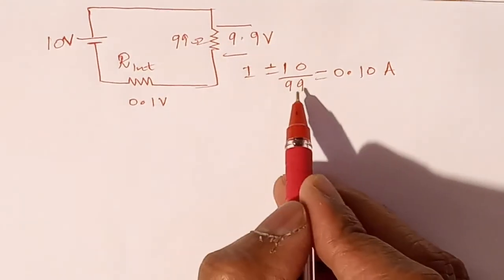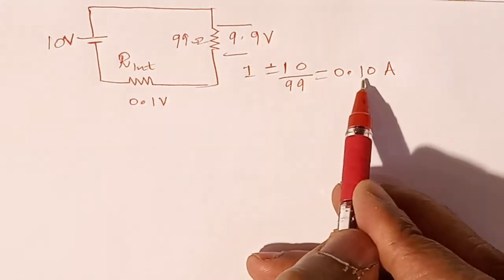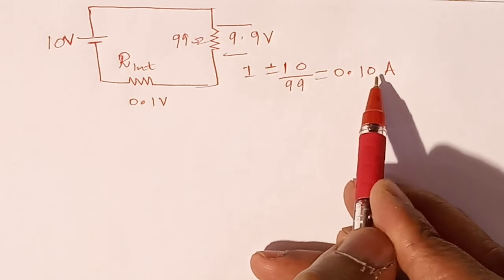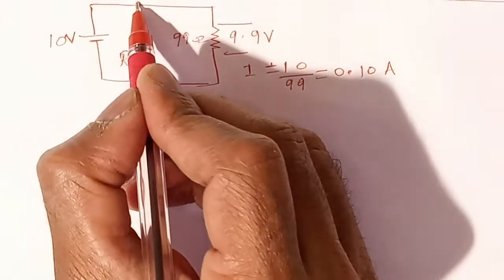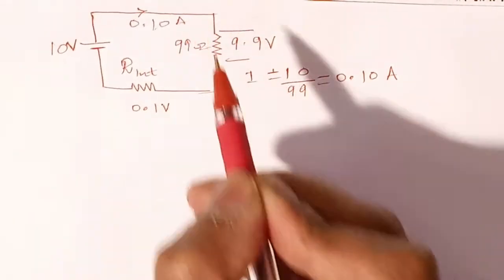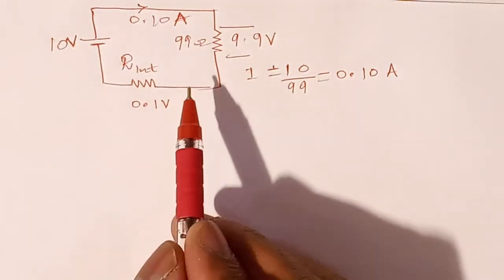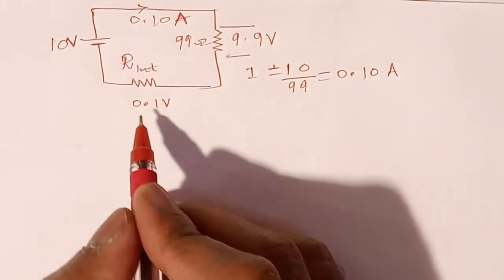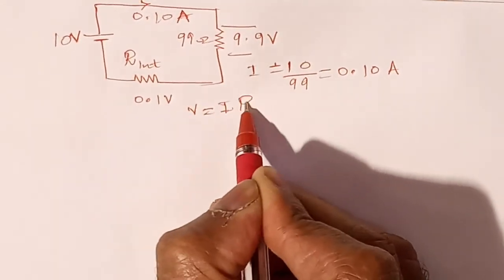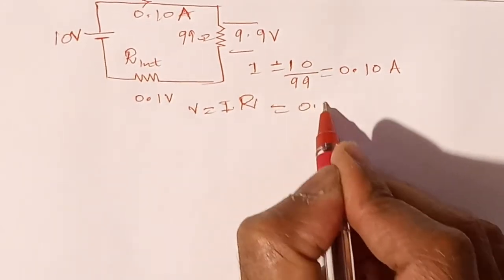So I equals 10 divided by 10 volt divided by 99 ohms, which equals 0.10 amps. So in this circuit, 0.10 amps is flowing. In a series circuit, current is the same. Here we have a 0.1 volt drop. So V equals I multiplied by R.